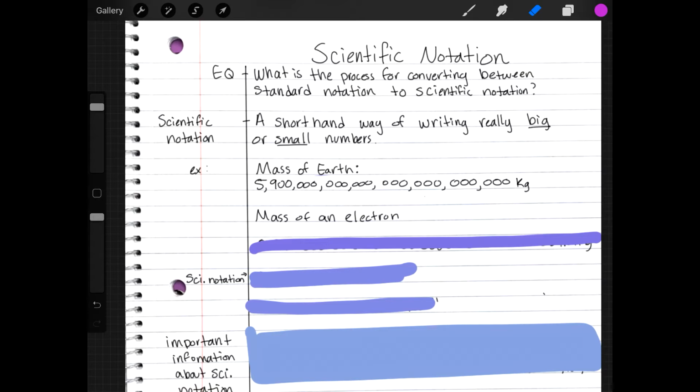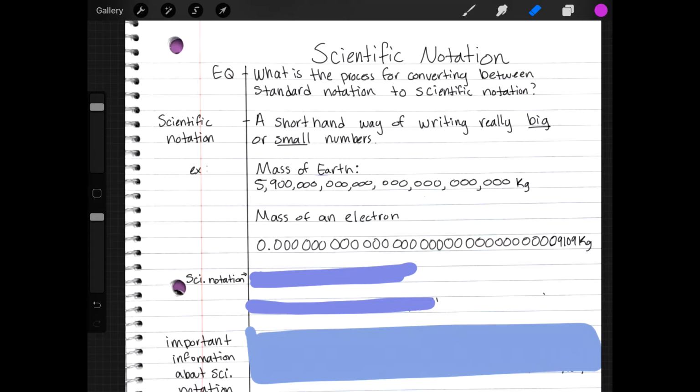An example of a small number, but a long number, is the mass of an electron. We know electrons are really, really small. So if we look at 0.0, look at all those zeros. No one has time to write all those zeros. So that's why they came up with scientific notation.